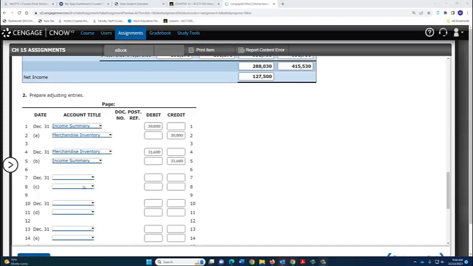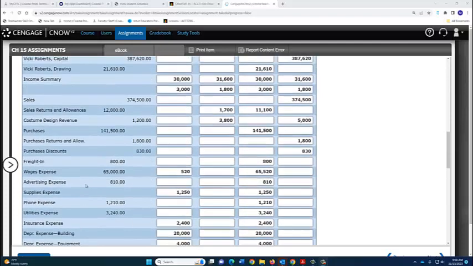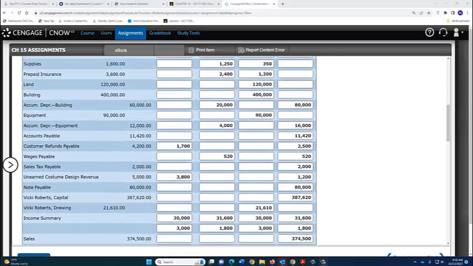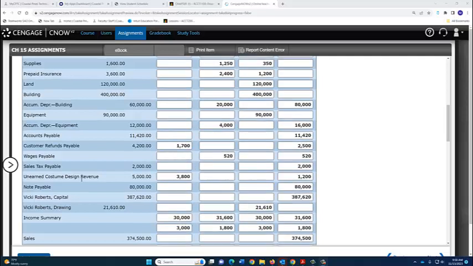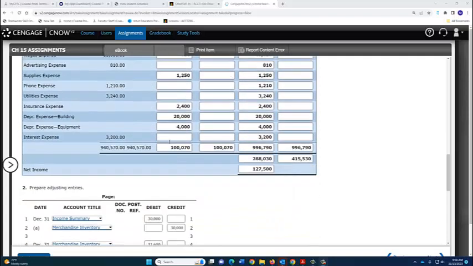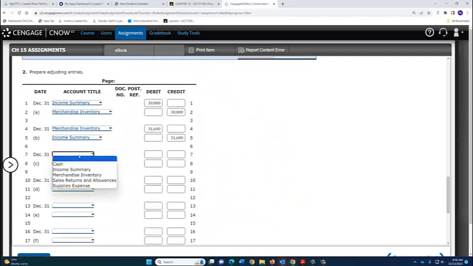Adjustment C is for customer refunds payable. So if we come up to our worksheet, we'll see customer refunds payable is $1,700 debit, and we credited sales returns and allowances for $1,700. So remember, customer refunds payable is a debit, but notice when I come here to try to find customer refunds payable, it's not here. It's actually in the credit section. So that's an error here in Cengage.